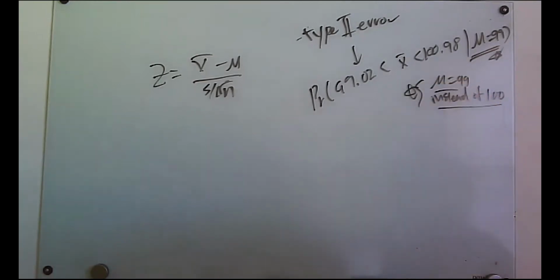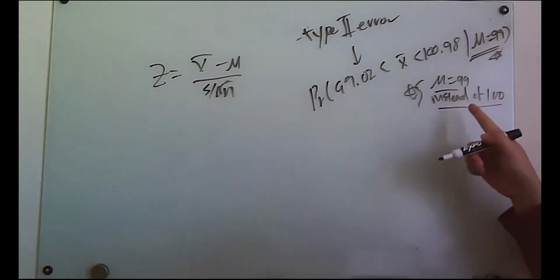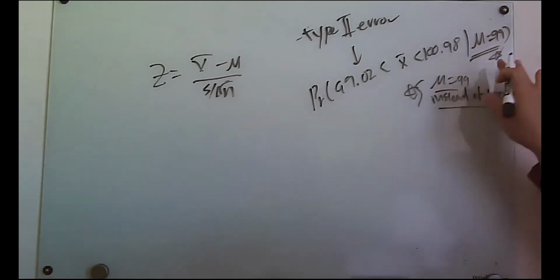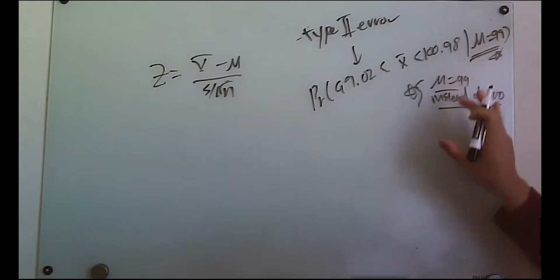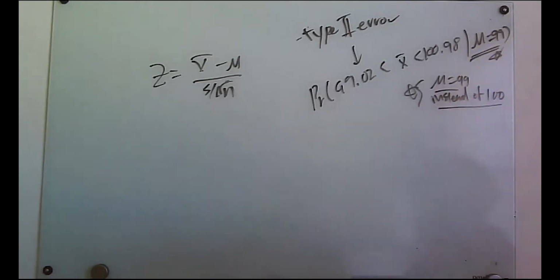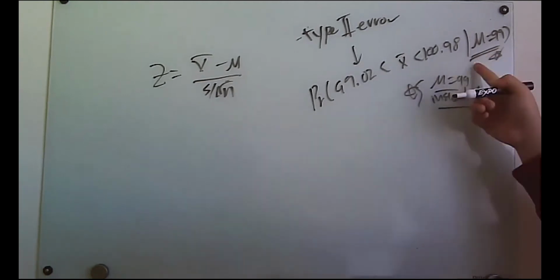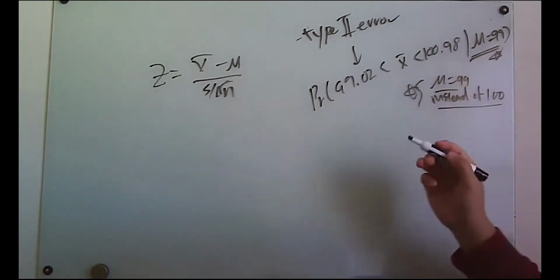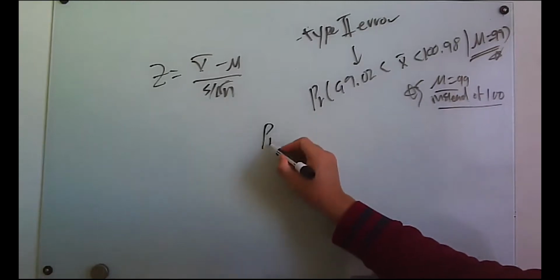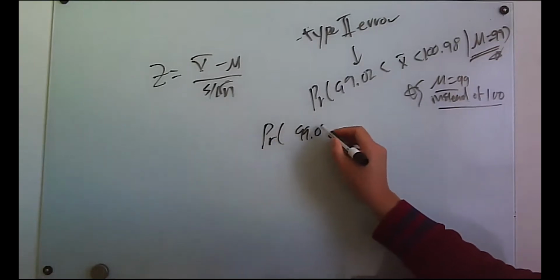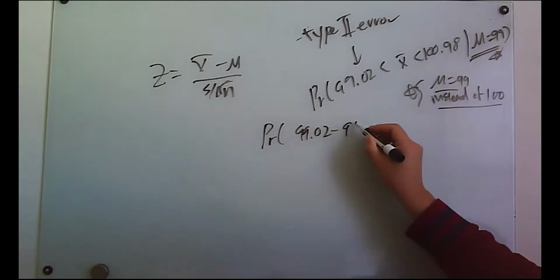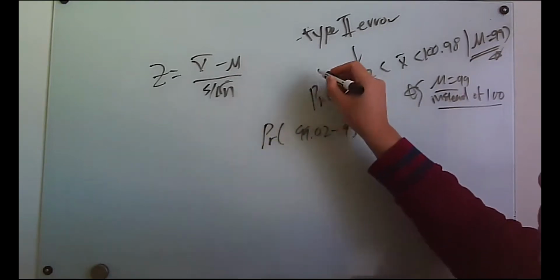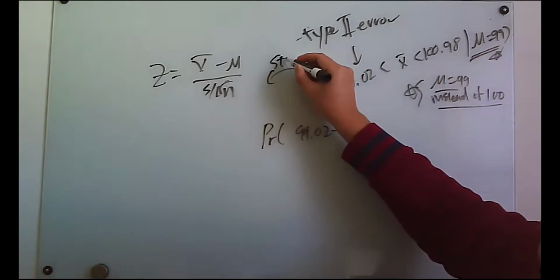This was actually part of your homework. You should use mu equal 99 because that is a conditioning statement. This is the present assumption. Previously we used 100 because we were conditioning on mu being 100. But this time we are conditioning on 99, so you should use that. So what you need to do is take the probability of 99.02 minus 99, which is mu. So we subtract. This is how you convert to standardize, right?